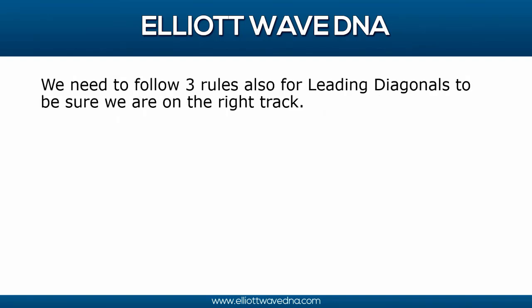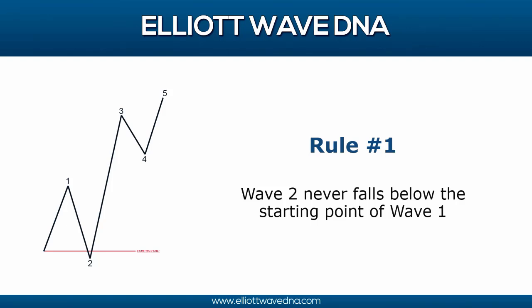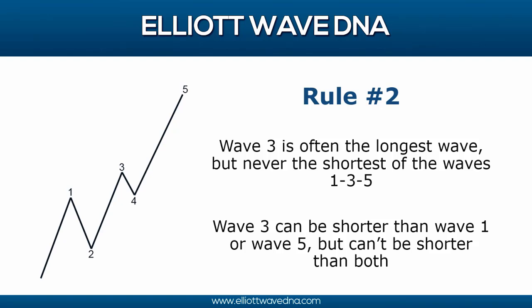We need to follow 3 rules also for leading diagonals to be sure we are on the right track. Rule number 1: wave 2 never falls below the starting point of wave 1. So same as we have in impulsive and extended waves. The second rule is also the same. Wave 3 is often the longest wave, but never the shortest of waves 1, 3, and 5. Wave 3 can be shorter than wave 1 or wave 5, but can't be shorter than both.